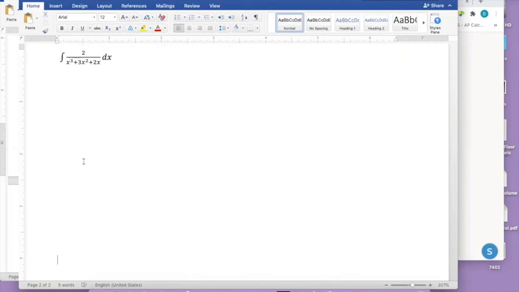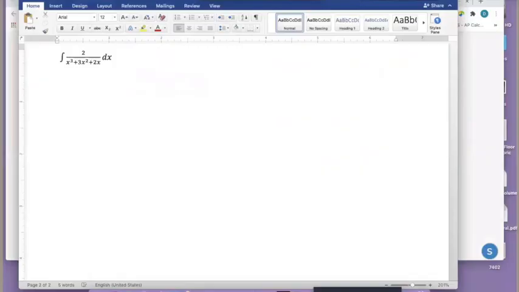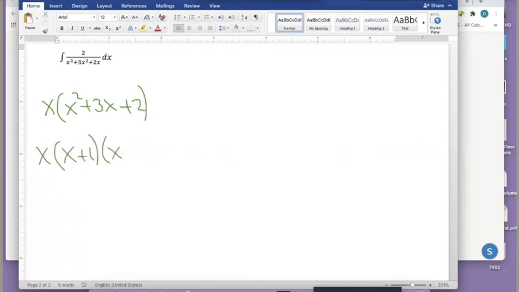We've got this. How would you factor that denominator? Well, hopefully you're seeing we can pull an x out of there. So we've got x times x squared plus 3x plus 2. And that factors, so we've got x times x plus 1 times x plus 2. All right, so what you do is you will set this 2 over that, x times x plus 1 times x plus 2.